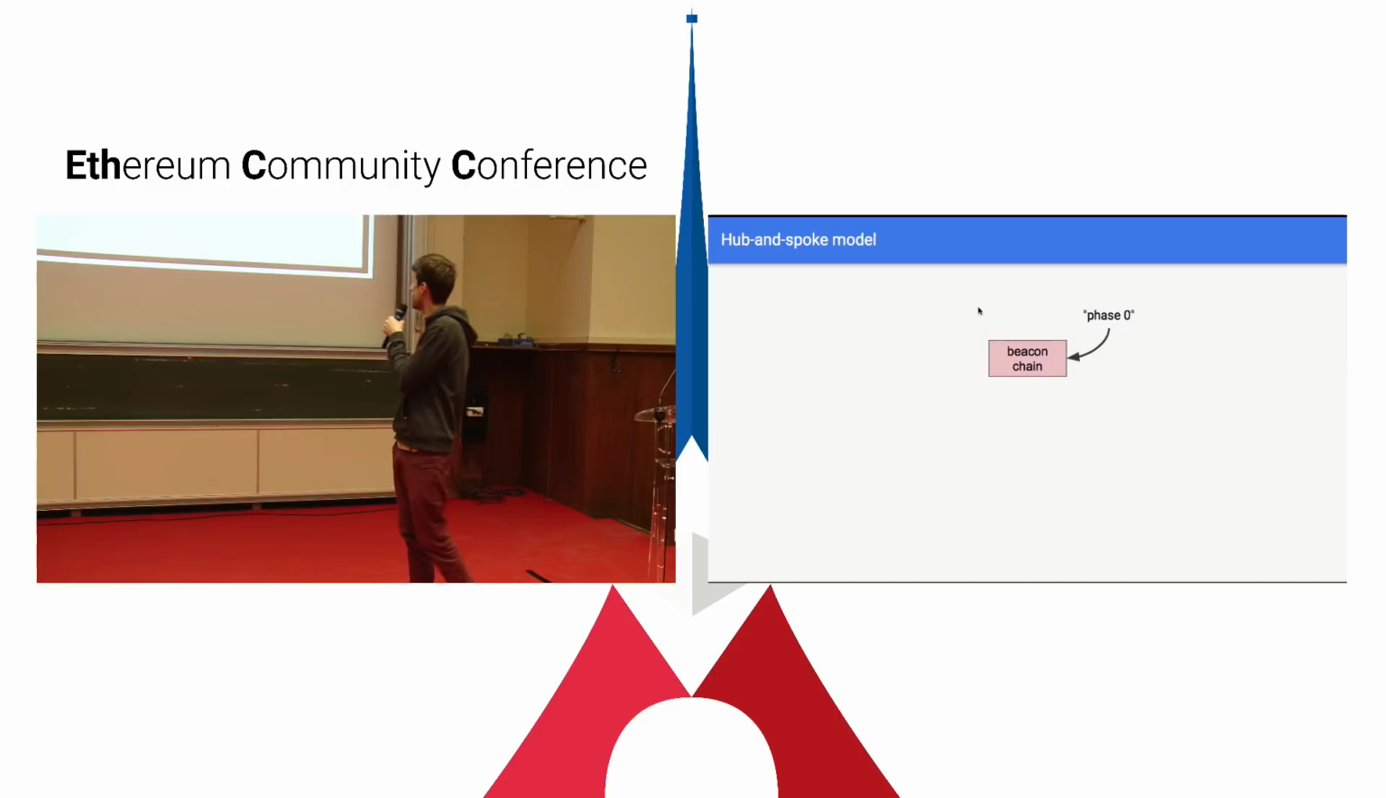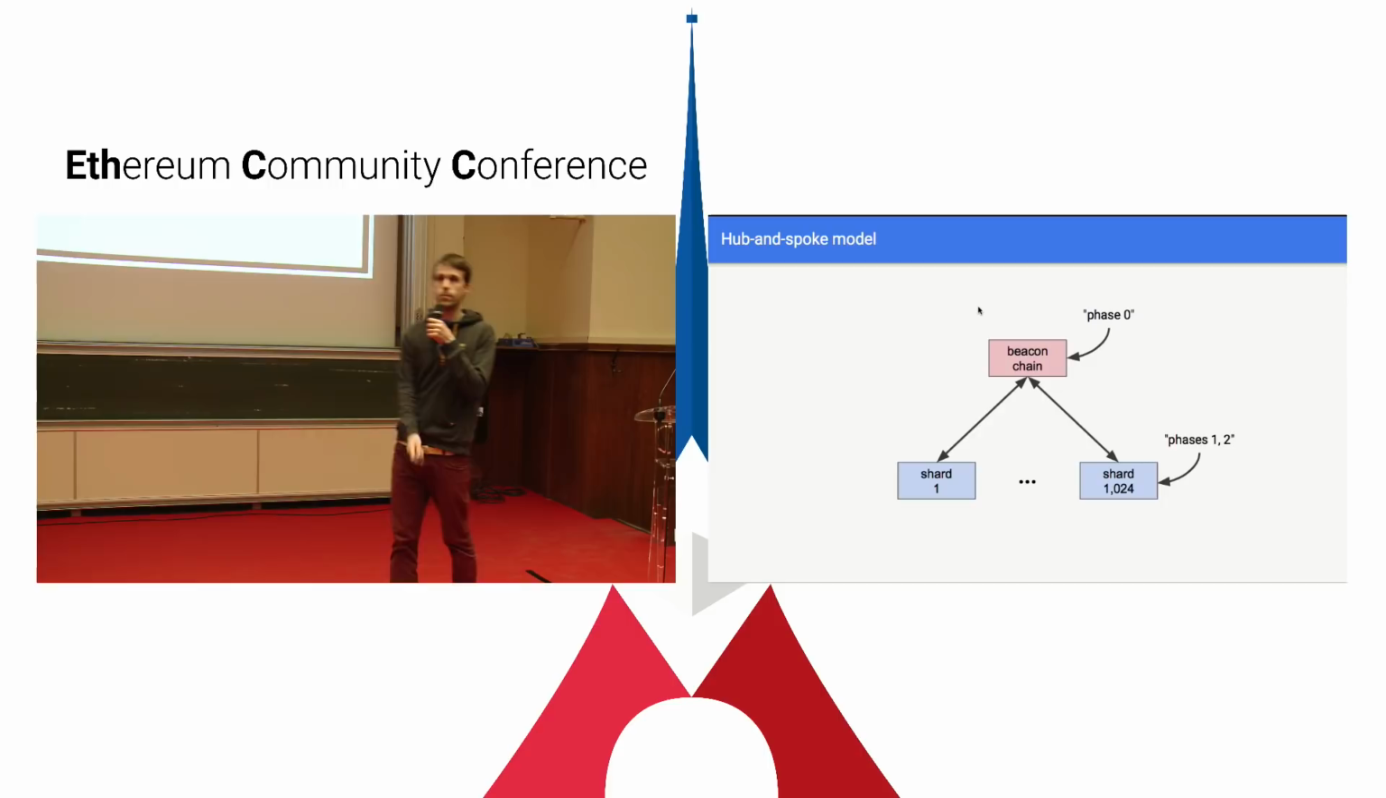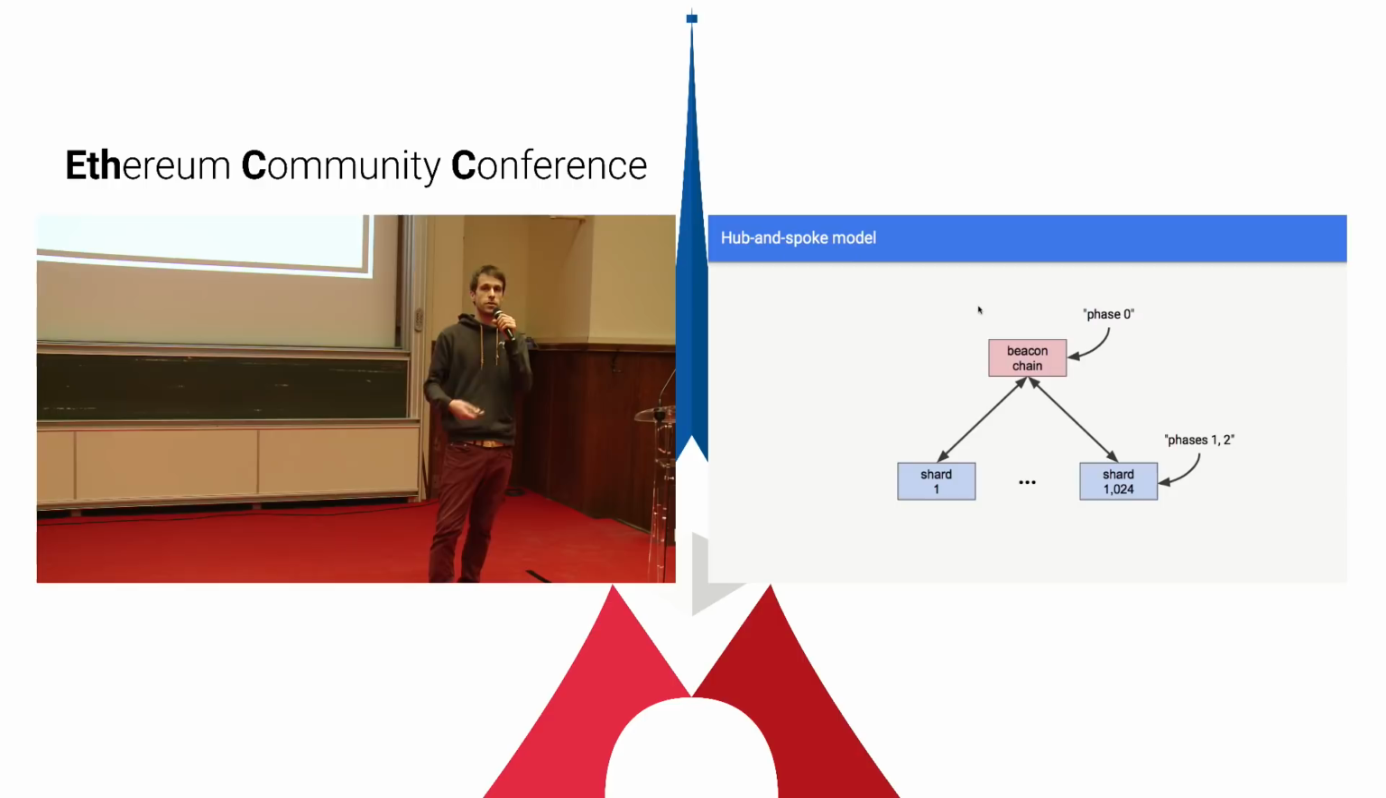And then phases one and two, which I won't talk about today, are the shards. So phase one is the data layer for the shards, and then phase two is where you add a notion of state and a notion of execution. So today the focus is on phase zero, which is the one piece of Ethereum 2.0 where the spec is relatively mature.